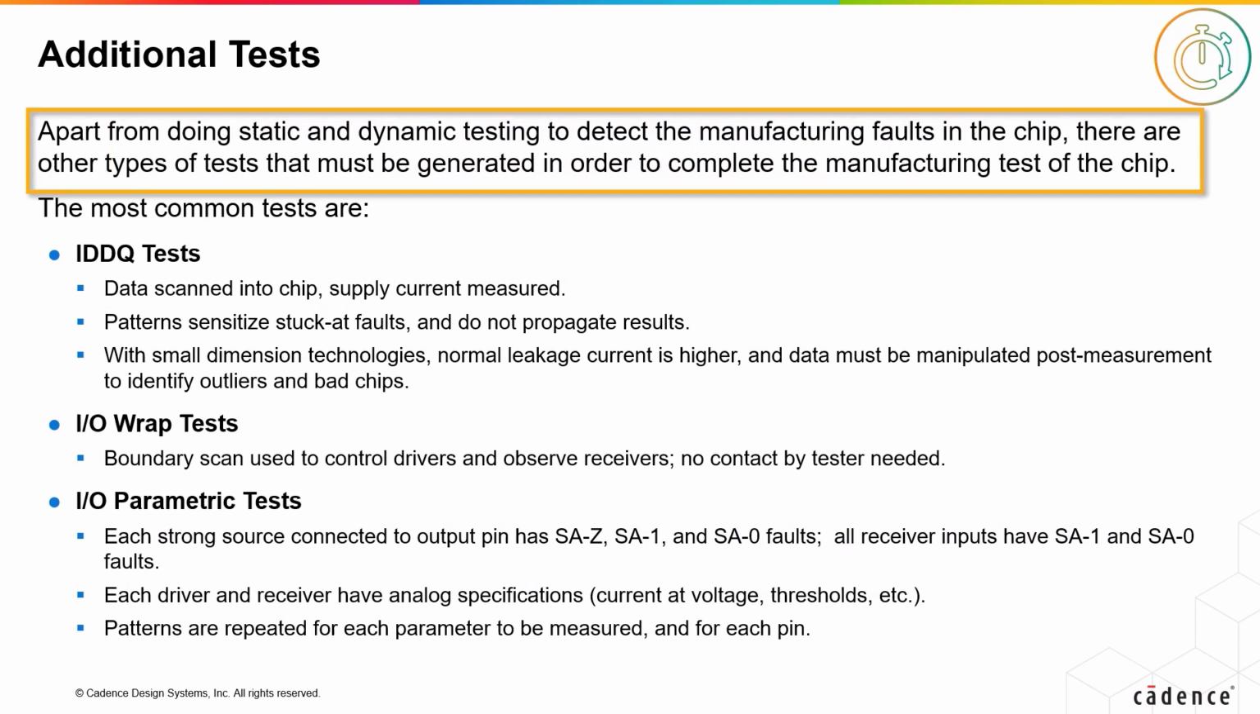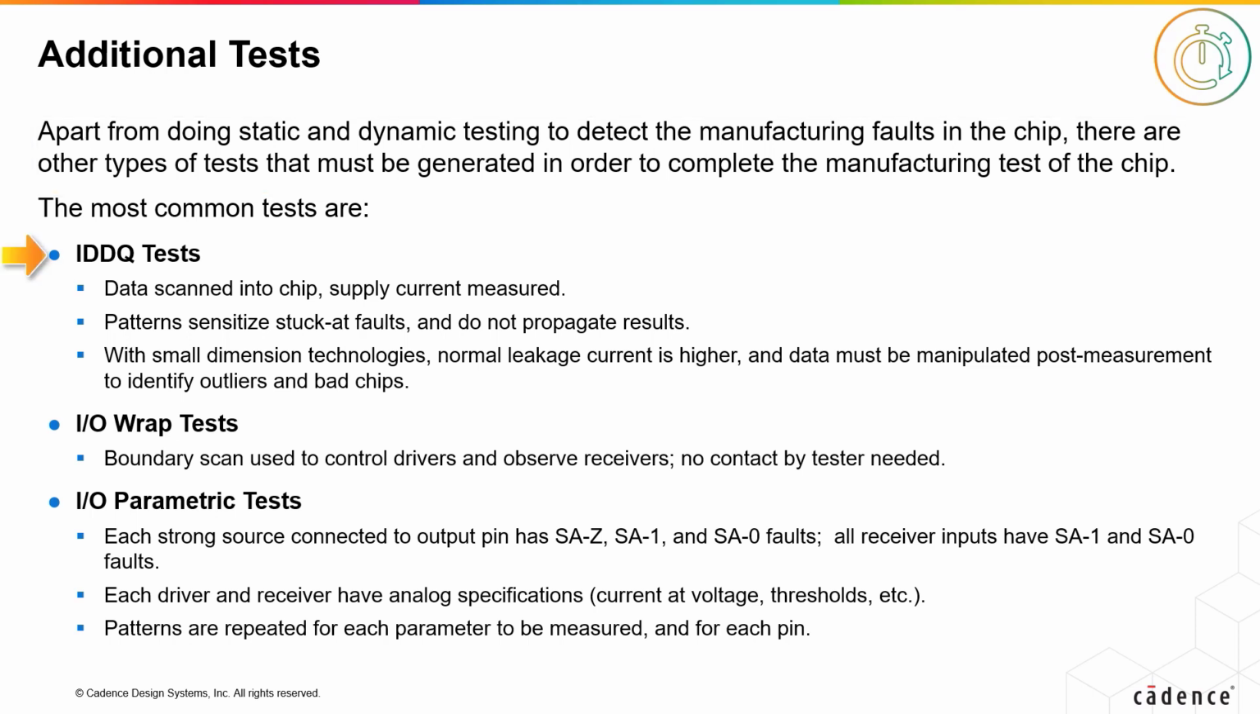In addition to the static and dynamic tests we have been discussing, there are other types of tests that must be generated in order to complete the manufacturing test of the chip. The common ones are IDDQ tests, which measure supply current as the faults are stimulated. I/O wrap tests, used to test uncontacted drivers and receivers at wafer test. I/O parametric tests, used to verify that drivers and receivers meet their analog specifications for voltage and current during module test.